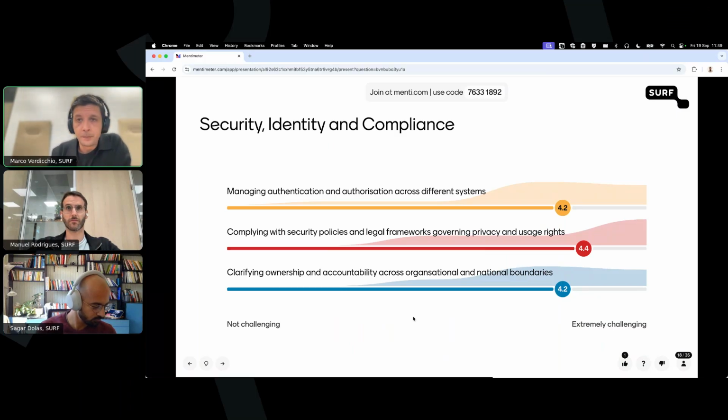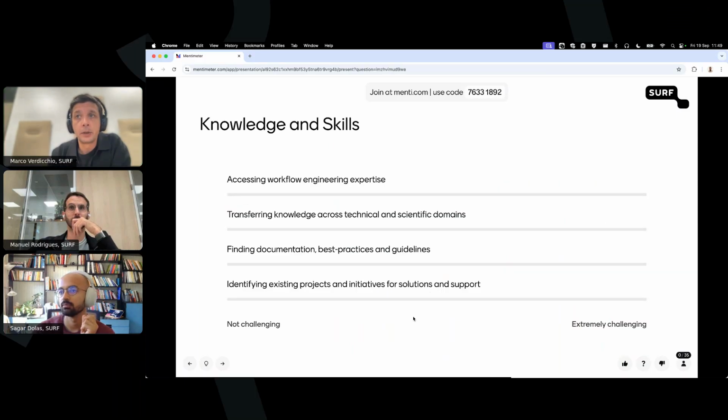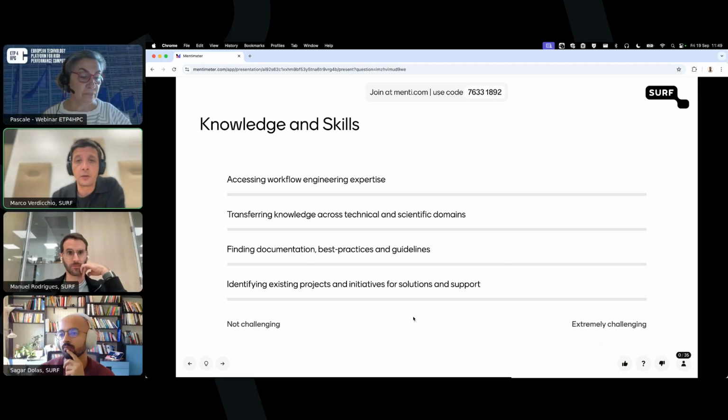Okay, so looking at the time, I'd like to move forward maybe a little bit more quickly, and this is the last group of challenges, on knowledge and skills. So this is more focusing on the skills and knowledge around workflow best practices, documentation, software and tools.